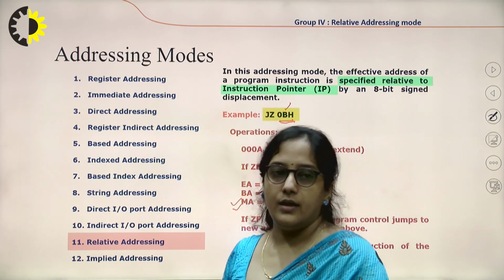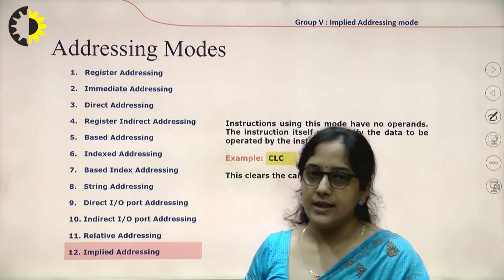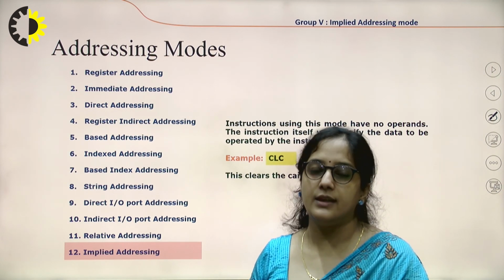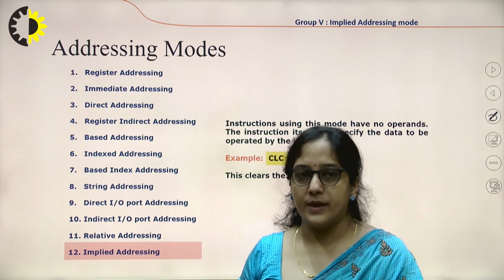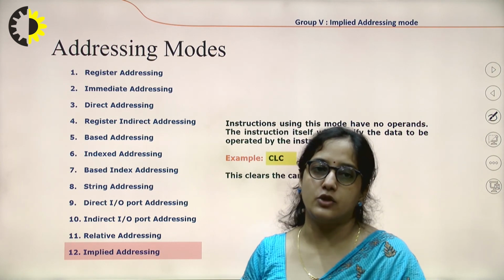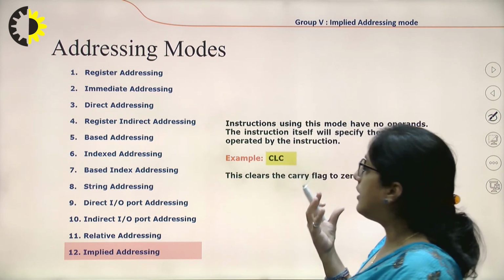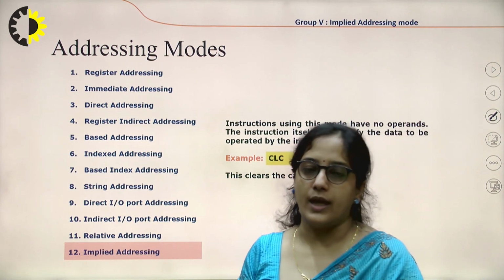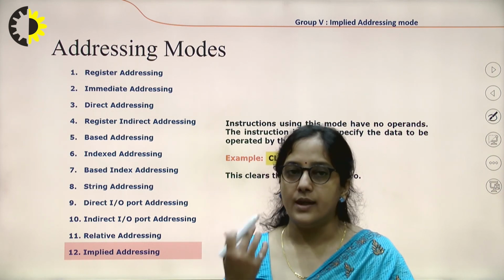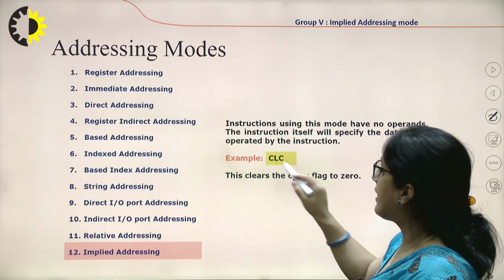The last addressing mode is implied addressing mode. In this, the instruction we are using does not have any operand, or we can say no operand is specified. The instruction itself specifies the data to be operated on. For example, CLC. CLC is an instruction which has only the opcode, and this opcode tells the microprocessor where the operand is. In this case, the carry flag has to be cleared.